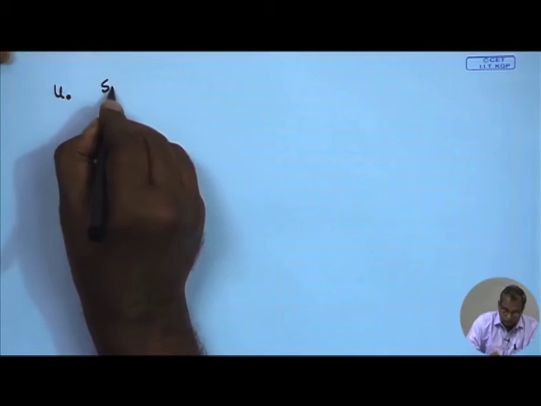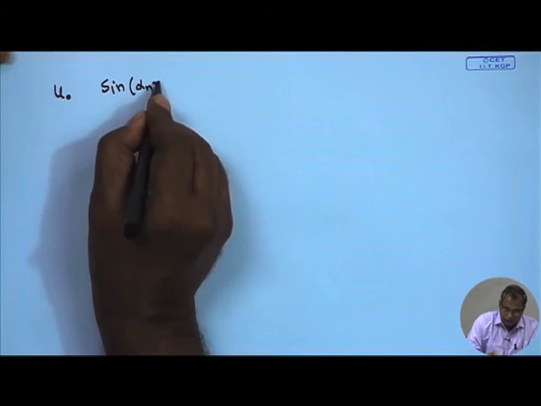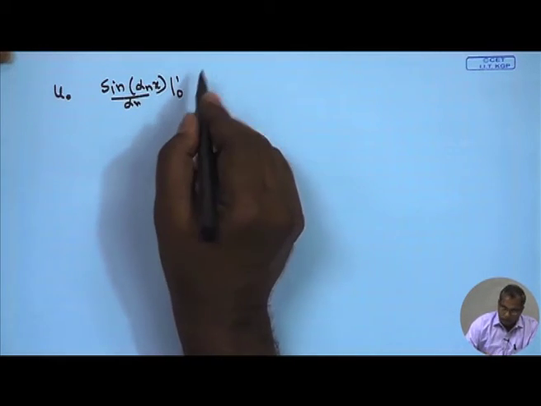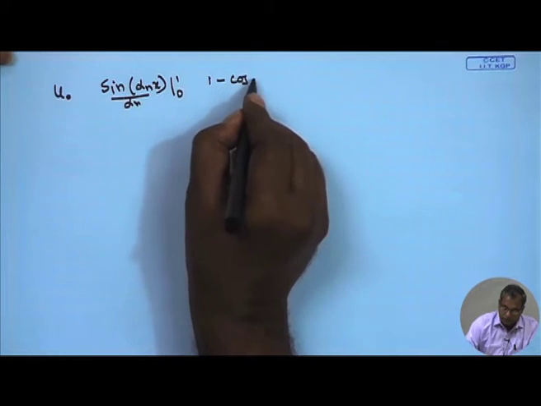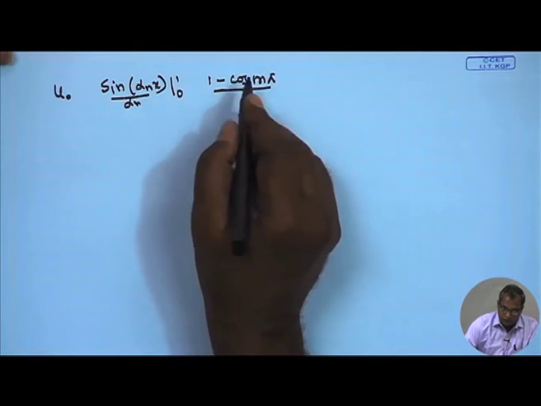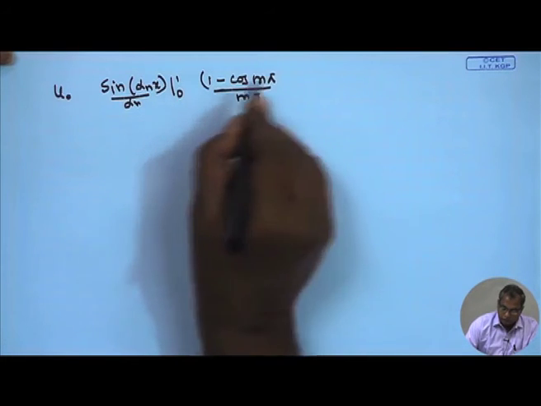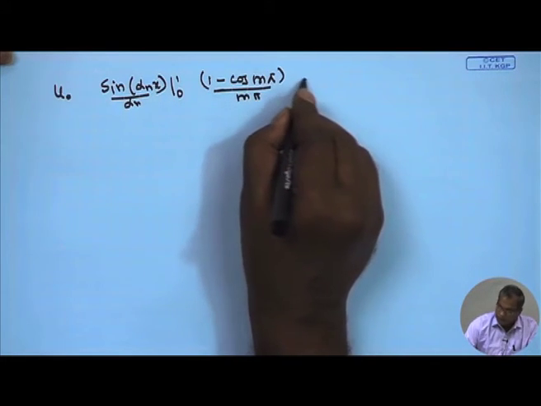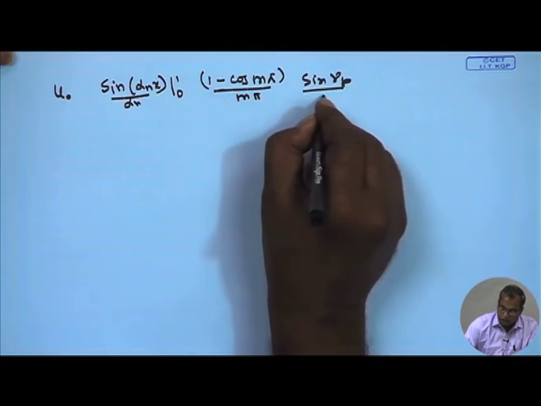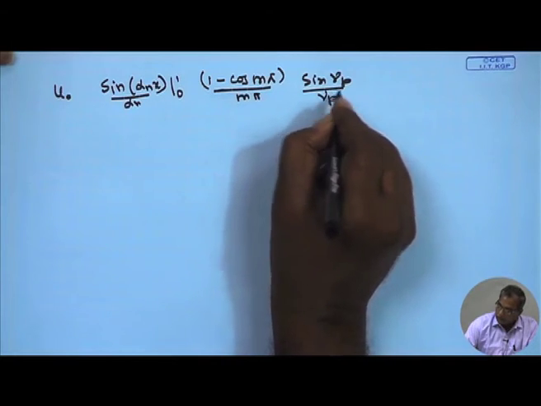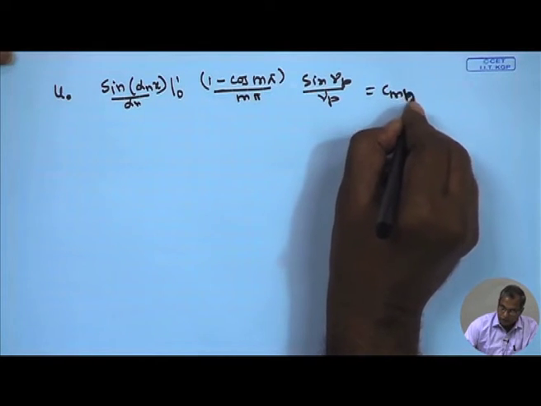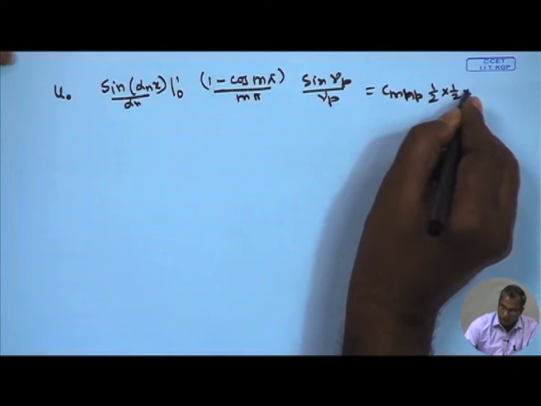So, if you do that, then you will be getting u naught times sine alpha n x by alpha n from 0 to 1, sine 0 is 0. So, only one term will survive. And this will be, after the integral we have done several times, 1 minus cos m pi over m pi, and this will be sine gamma p divided by gamma p, and in the right hand side we had C m n p times half into half into half.